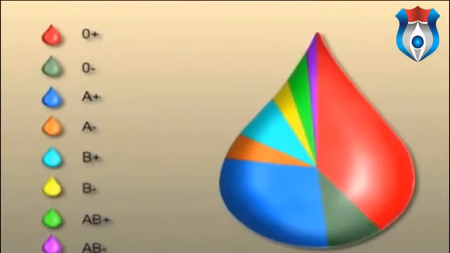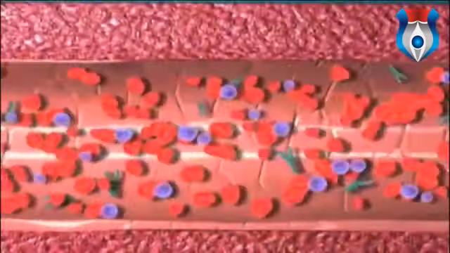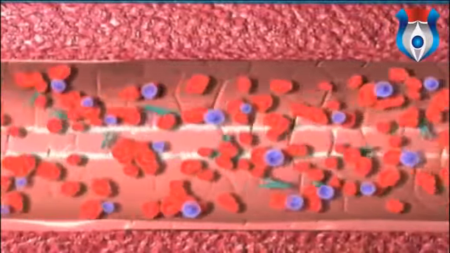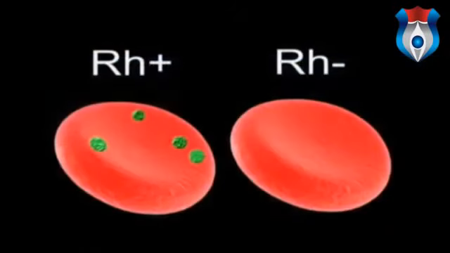Blood groups. Blood group is the system of classification of blood according to the different antigens on the surface of the red blood cells and the antibodies in the blood. The 2 main blood grouping systems are the ABO system and the Rhesus system.